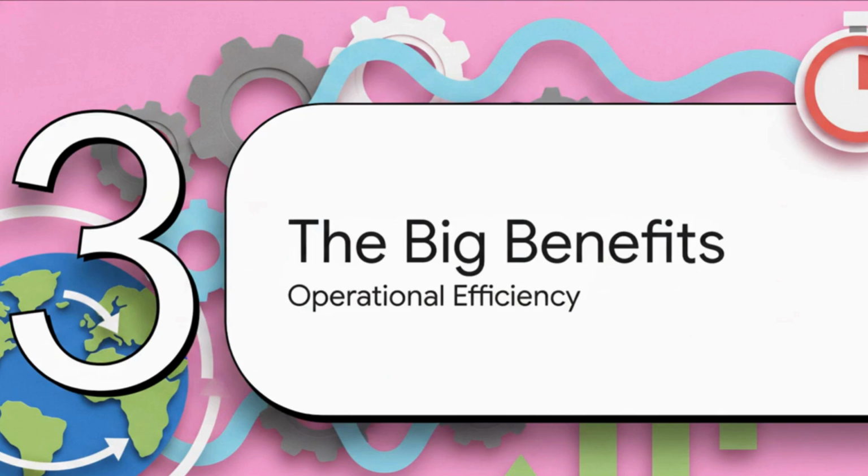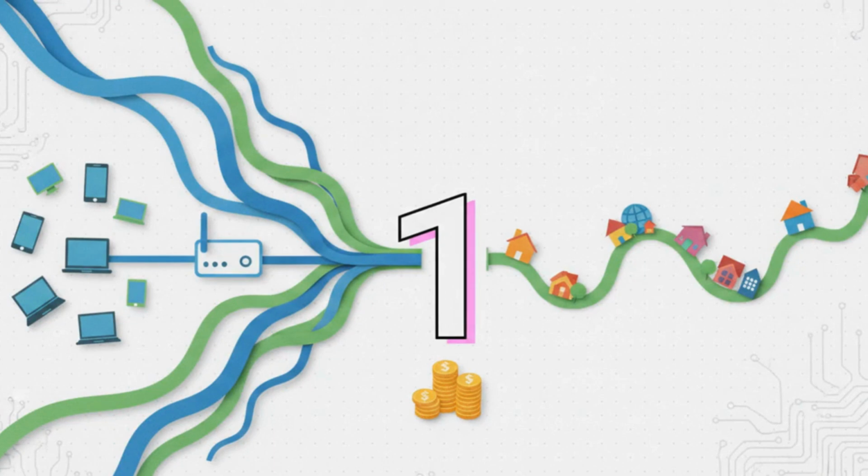All right, Section 3. The big benefits. Why do we care so much about this operational efficiency? Just consider the absolute power of the number 1. This single digit represents the ultimate cost efficiency and IP conservation of PAT.